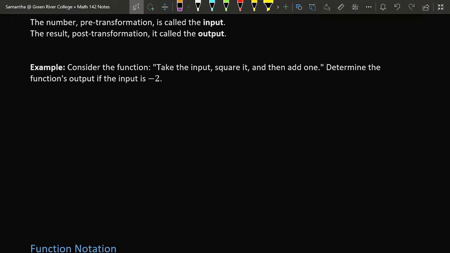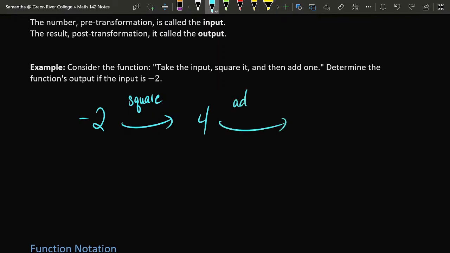So following the procedure, I would say, okay, first they want me to take the input of -2, then they want me to square it. So -2 multiplied by itself is +4. Then they want me to add 1. So if I add 1 to 4, now I have 5. And so this number, based on the given procedure, would be the function's output if the input is -2.